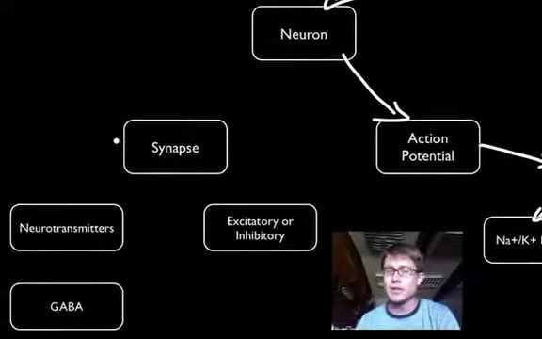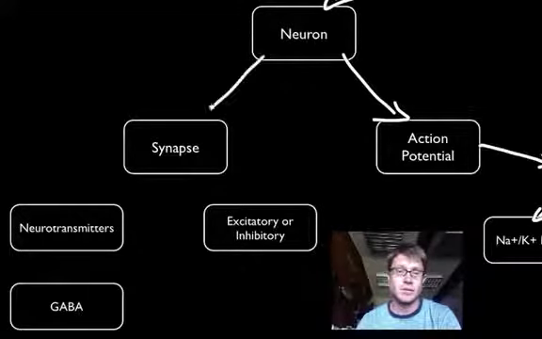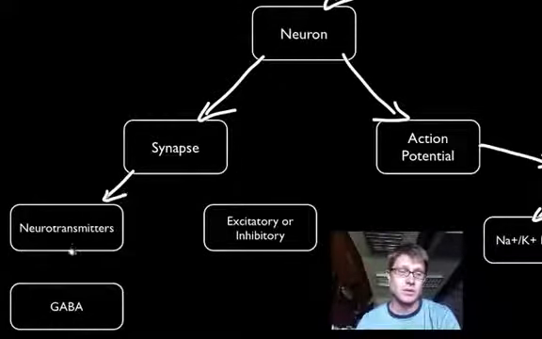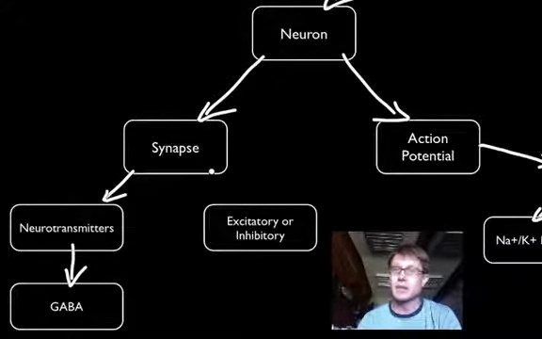And those neurons aren't usually connected. There's a gap between the two, and that's called a synapse. A synapse is not a chemical electrical message going through it. It's actually neurotransmitters, which are chemicals. An example I'll give you is GABA. And what those do is send a message to the next neuron.